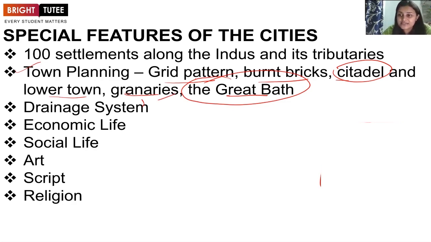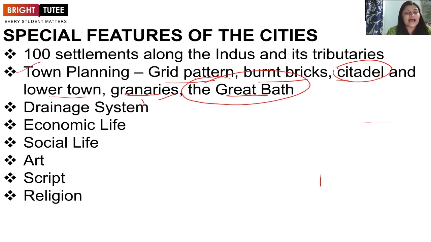Animals were domesticated on a large scale, like sheep, buffalo, goats. We have found evidences of these animals through the mounds, through which we can assume that, yes, people were domesticating these animals. And a large number of other animals like deer were hunted for food. We have even got evidences of wild animals like gharial, and evidences of fish also.